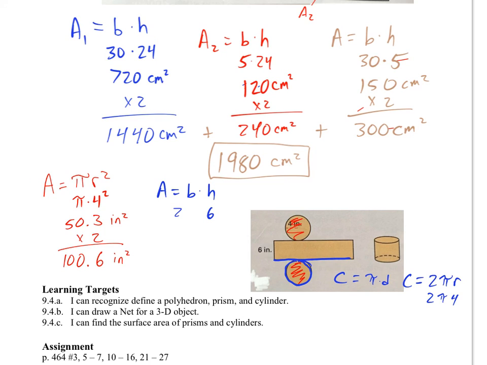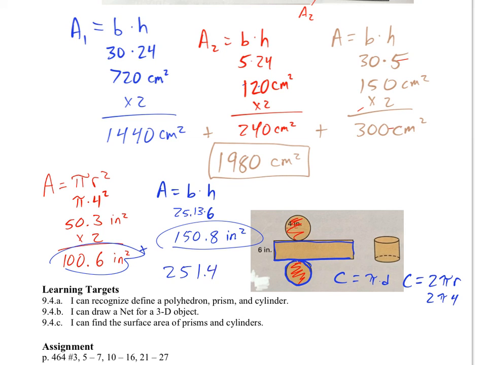25.13. And then I'm going to just do my answer times 6 so it doesn't round at all. And so 150.8, that's inches squared, or square inches. Do we double it? No, because there's just one of those rectangles. And last step then is to add those 2 together, my 100.6 and my 150.8. So we get 251.4 square inches.